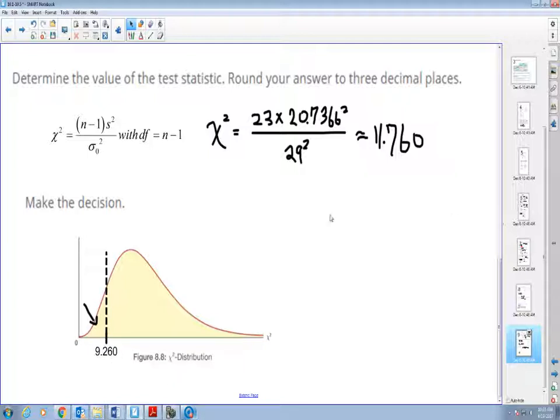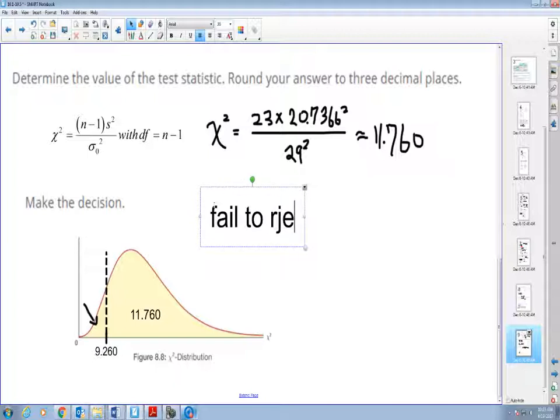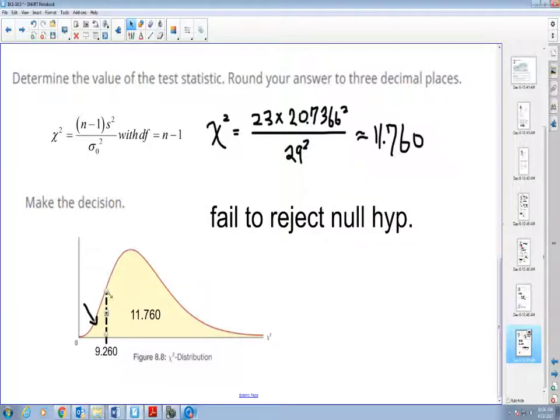All right, so my test statistic ended up to be 11.760. So where does it fall? Does it fall in the critical region? Does it fall in the tail or fall on the other side? 11 is bigger, so you fall on the other side. So my conclusion, we will fail to reject the null hypothesis. Because if you fall in the tail, that would be rejection region. So since we didn't fall in the tail, then we fail to reject.